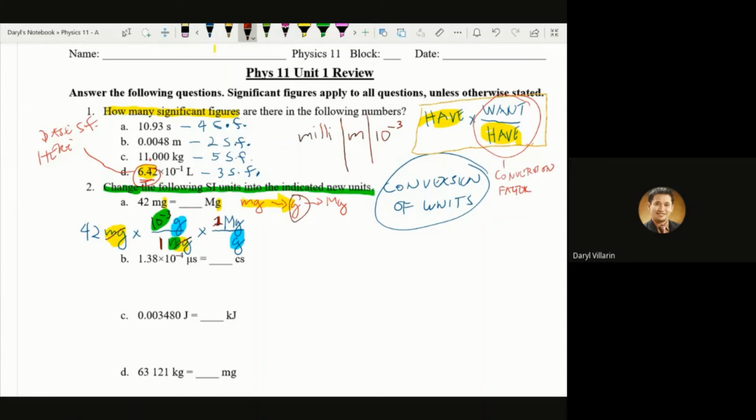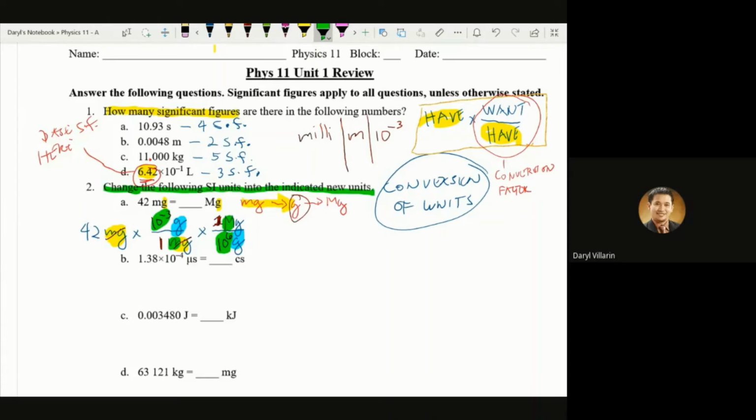In the conversion factor wherein it contains the prefix, you just place 1 there. And then replace the mega with the multiplier. Mega means 10 to the power of 6. So I'm just replacing my mega with 10 to the power of 6. And again, that is given in your chart. Mega is 10 to the power of 6.